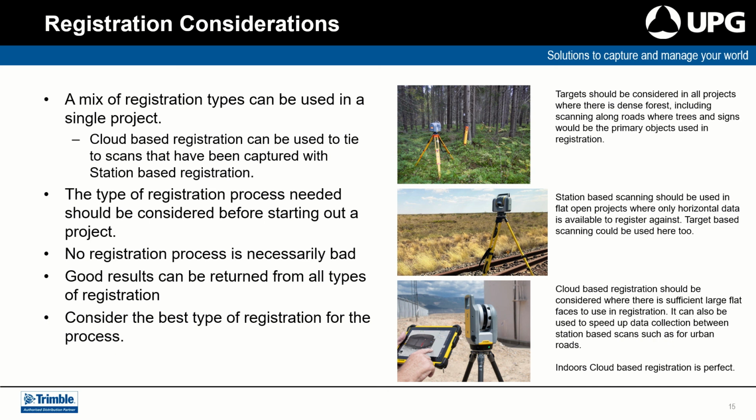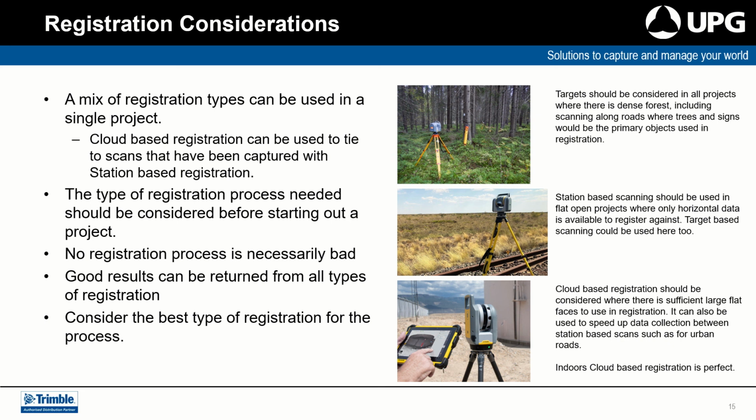In the three examples on the right, in the forested example, it's best to have target-based registration, as targets will be used to identify and tie the scans together. In the case of a forest, it's not easy for the scan data to be linked together using cloud-to-cloud based registration, as even though there are a lot of trees, it's hard for the algorithm to identify each individual tree, and because the tree is being captured from different sides, it looks different in each scan.